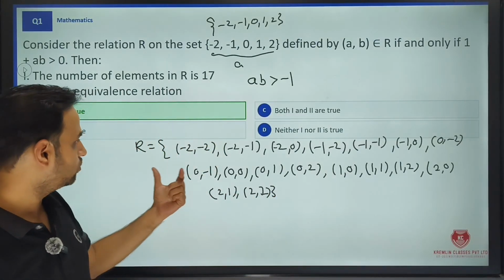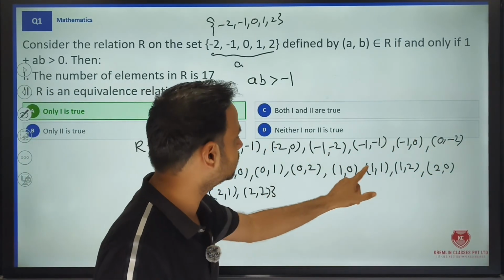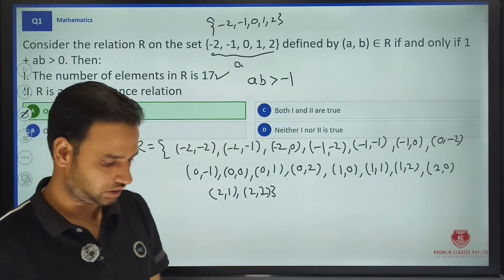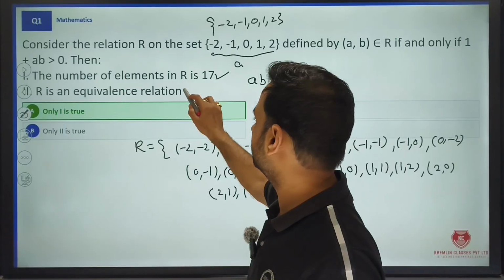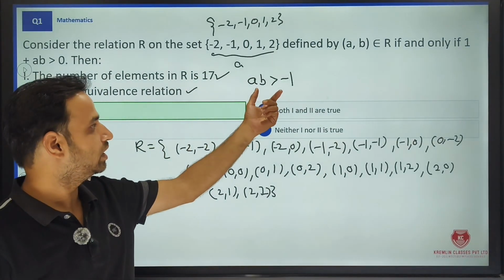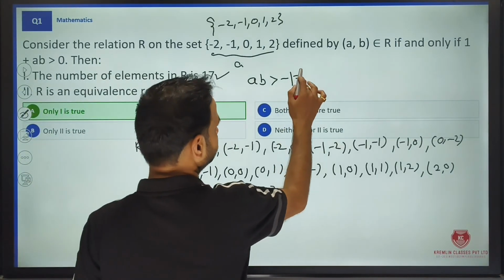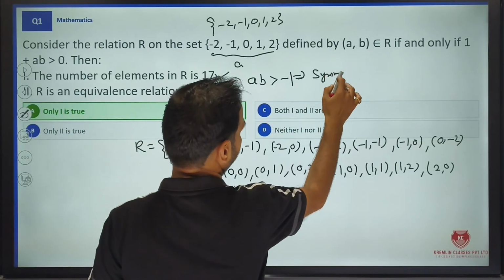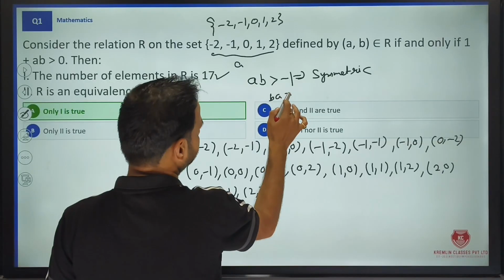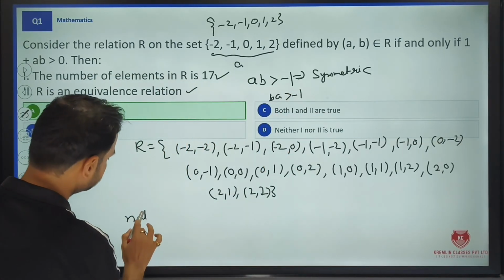So when we count these, it is 1, 2, 3, 4, 5, 6, 7, 8, 9, 10, 11, 12, 13, 14, 15, 16, 17. So it is true that the relation has 17 elements. Now coming to the equivalence relation, when we check symmetry, it is symmetric, because by the definition of symmetric, if ab is greater than -1, then ba is also greater than -1, which is true. But it is not transitive.